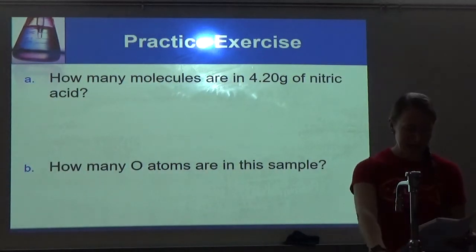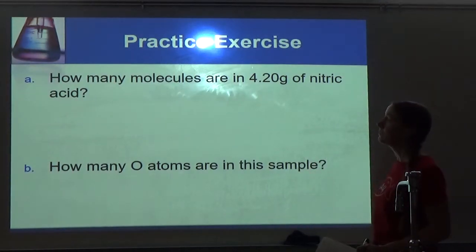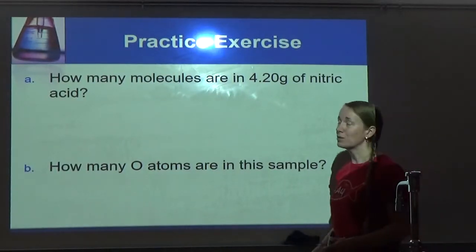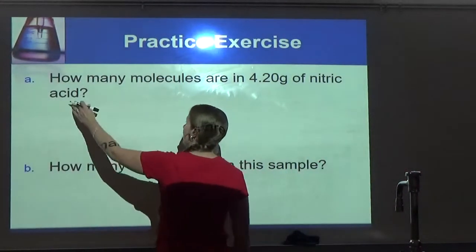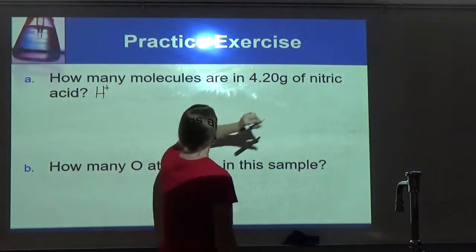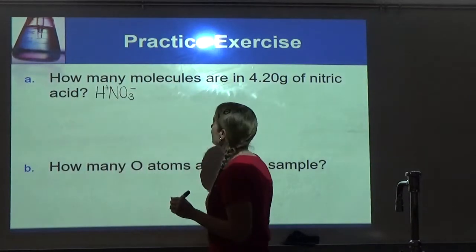Alright, so our last slide. So remember, make sure you're trying these on your own. It's very similar to the one I just showed you. So it says, how many molecules are in 4.2 grams of nitric acid? Well, let me write nitric acid first. If it ends in acid, it starts with hydrogen, which has a positive 1 charge. Nitric came from nitrate, which is NO3 negative, so I don't need to balance my charges.